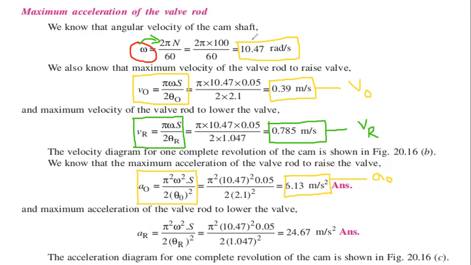The formula for the acceleration for the return stroke, AR, is equal to pi square omega square into s by 2 into theta of R, whole square. By substituting all the values, we got 24.67 meters per second square. So this is the acceleration for the return stroke, that is lowering the valve. From these four values, we have to draw the acceleration diagram and the velocity diagram. Firstly, we have to draw the velocity diagram from the displacement diagram.